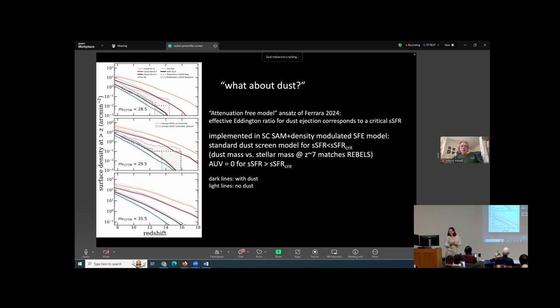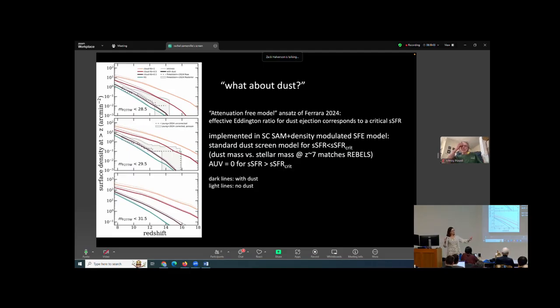And so we have implemented a model suggested by Andrea Ferrara and collaborators where the dust can be ejected when a critical density is exceeded. So again, basically an Eddington argument saying that if the radiation pressure is enough to overcome the gravitational potential well, you eject the dust and the galaxy becomes transparent.